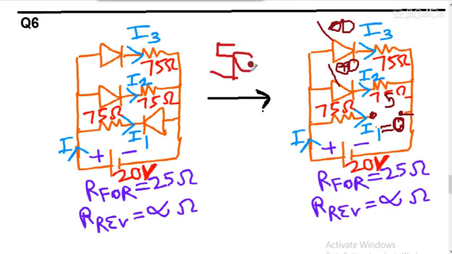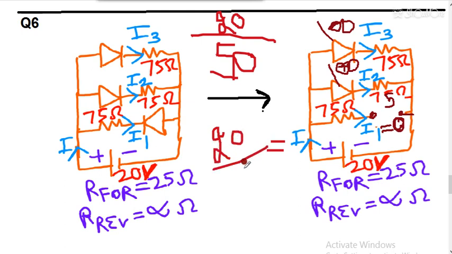And the total battery voltage is 20. So 20 by 50 will be the answer for the total current. So the total current is equal to 20 by 50. Now these two branches have equal resistance. This will have 100 ohm resistance, and this will also have 100 ohm resistance. So if two resistances are equal, then current will be divided equally. So half of the current will flow in the upper branch, half of it will flow in the lower branch.